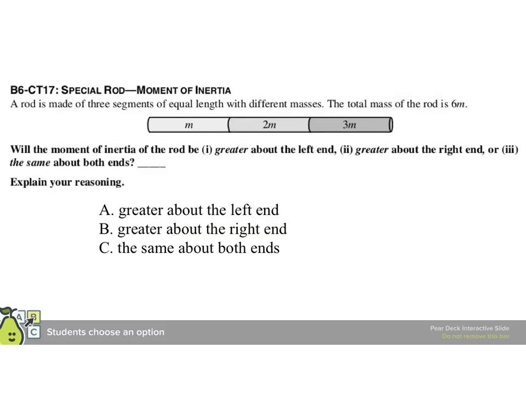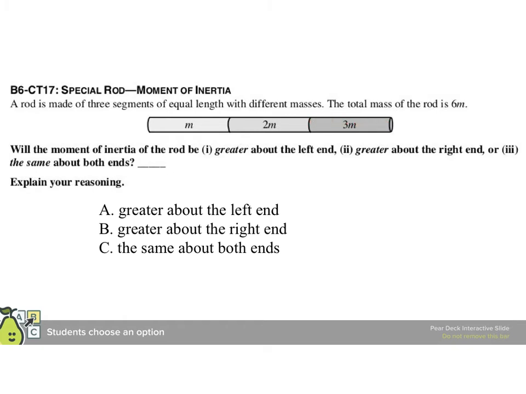All right, let's practice some. A rod is made of 3 segments of equal length with different masses. The total mass of the rod is 6m. And they show us here that one third of the rod is of mass m, the middle is of mass 2m, and the other end is of mass 3m.